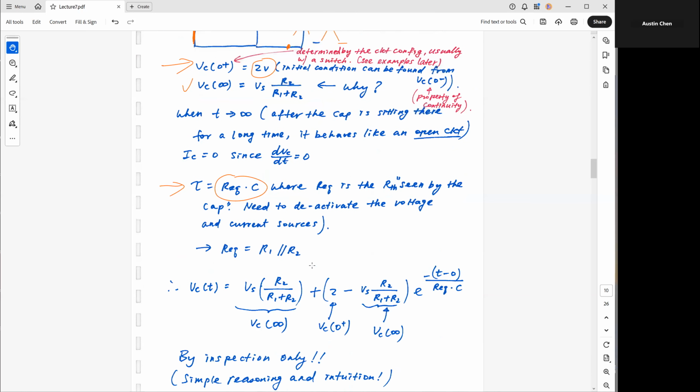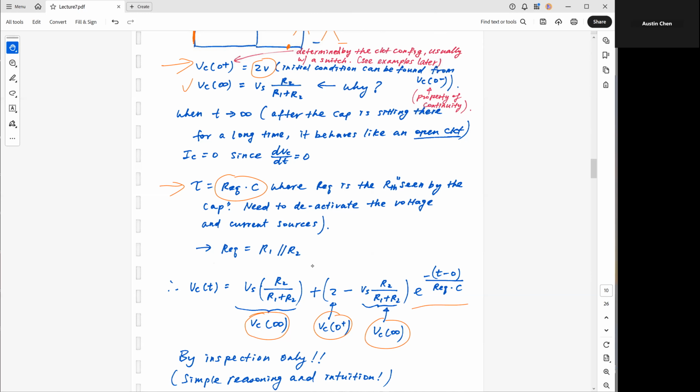Now the last step is quite straightforward if you remember this template. This is already derived, and you should try to make good use of it. So remember this template: you need to have this final value, and then inside this bracket you have the initial minus the final, and then multiply by the exponential function.